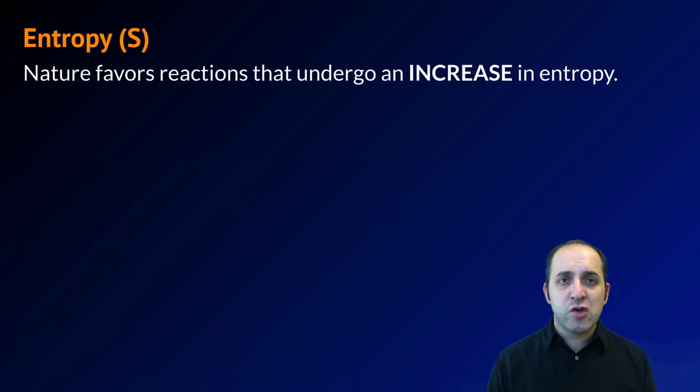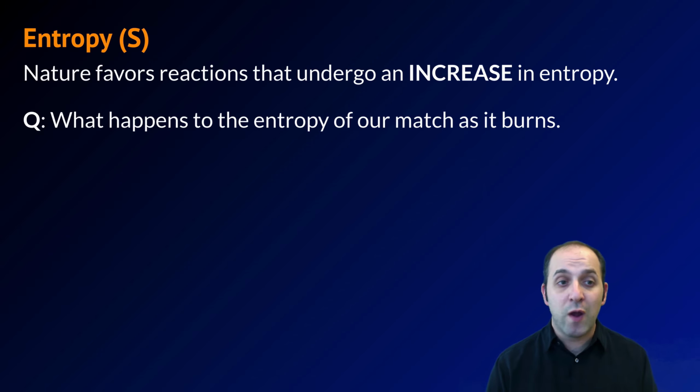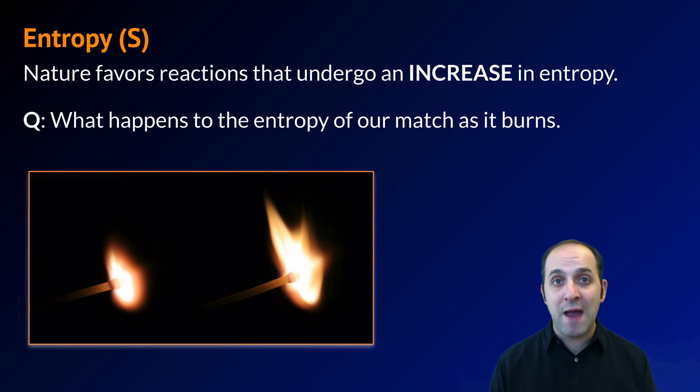Generally speaking, nature favors reactions that undergo an increase in entropy, things that get more disordered. And this relates to the release of energy. If we're releasing energy from things, they're generally going to get more disordered than they were to begin with. Though, not always, and we'll talk about some examples. My question about the match is what happens to the entropy of our match as it burns? And if you think about it, we're going from wood to various particulate matter, carbon dioxide, water vapor, so the entropy of our match is increasing. So our match lights and continues to light.